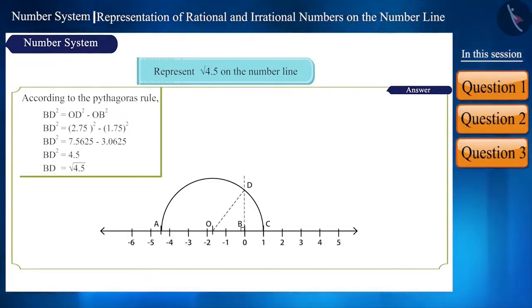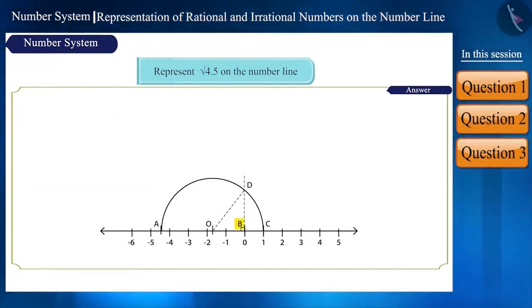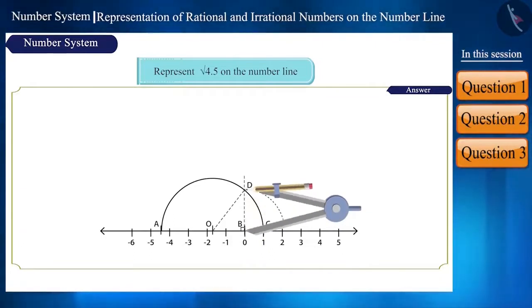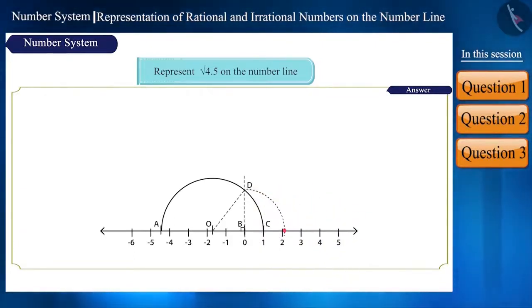To represent this on the number line, we consider point B as 0 and point C as 1, and by taking the radius as BD, we will draw an arc on the number line like this. This point on the number line will represent root 4.5. In this way, we can represent any positive real number on the number line.